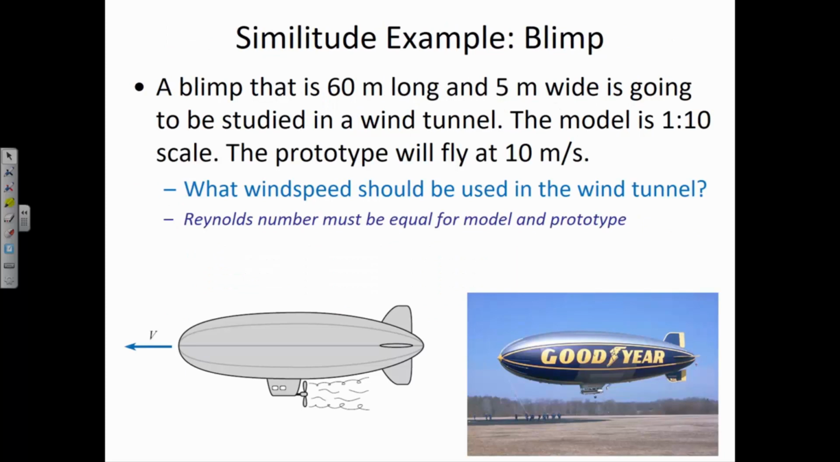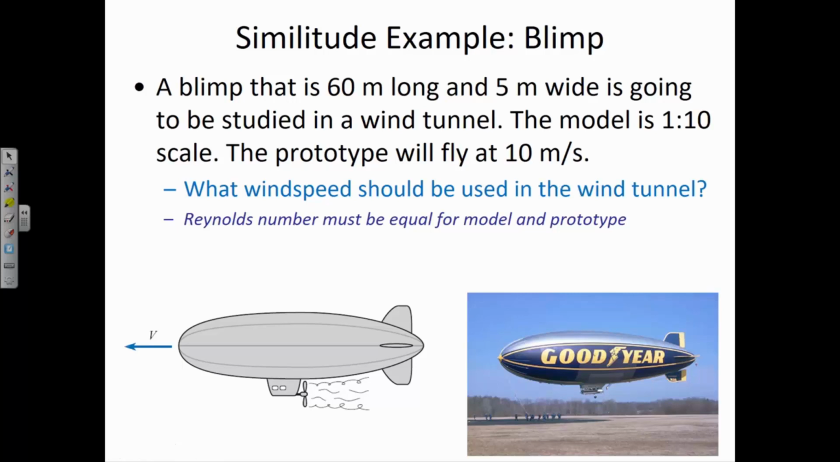Well, let's just test out the idea of scaling the Reynolds numbers so that they're equal with the idea that we have a blimp. The full-scale blimp is going to be 50 meters long from end to end and 5 meters in width. And we want to study how it would behave inside of a wind tunnel. And so we have to build a model that's 1 to 10 scale, meaning that the model is going to be 6 meters long instead of 60, and it's going to be ½ a meter wide instead of 5 meters wide. So if we anticipate that the prototype is going to fly at 10 meters per second, then what wind speed should be used inside of the wind tunnel?